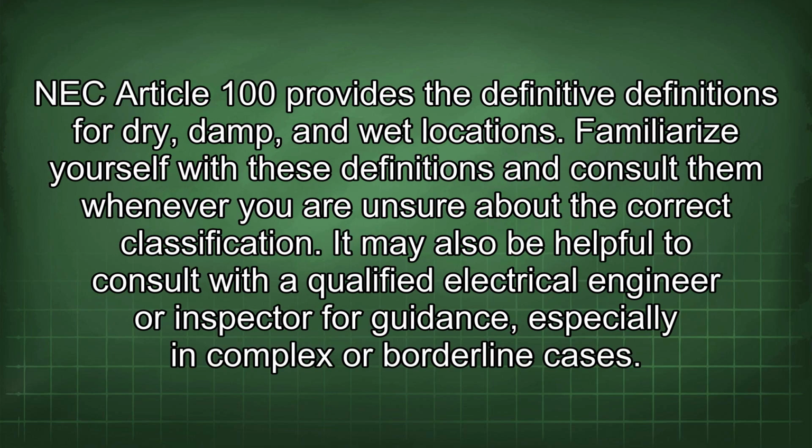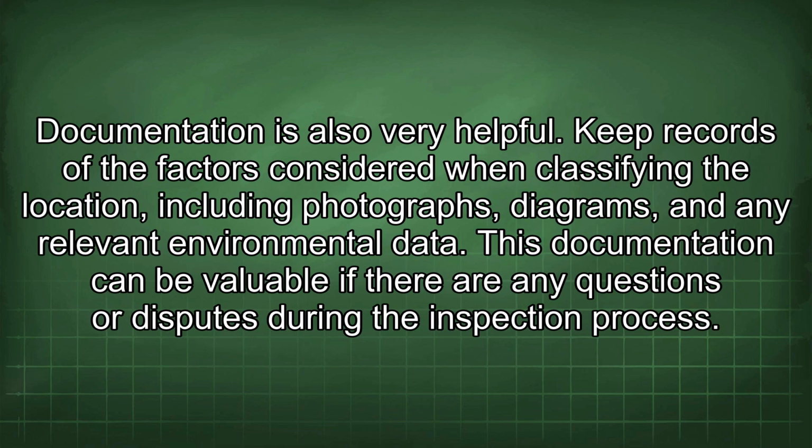NEC Article 100 provides the definitive definitions for dry, damp, and wet locations. Familiarize yourself with these definitions and consult them whenever you're unsure about the correct classification. It may also be helpful to consult with a qualified electrical engineer or inspector for guidance, especially in complex or borderline cases. Documentation is also very helpful. Keep records of the factors considered when classifying the location, including photographs, diagrams, and any relevant environmental data. This documentation can be valuable if there are any questions or disputes during the inspection process.